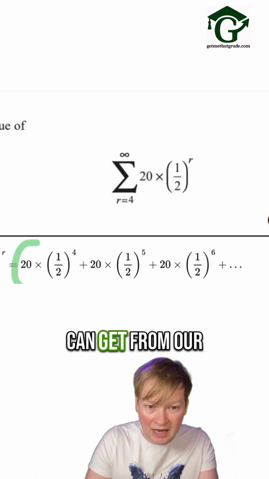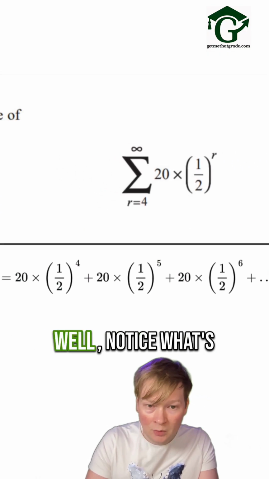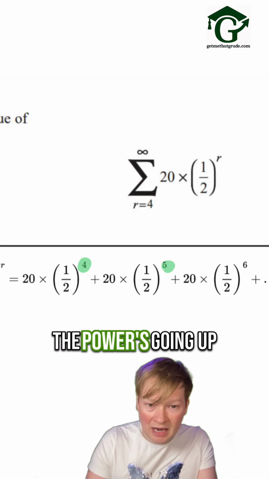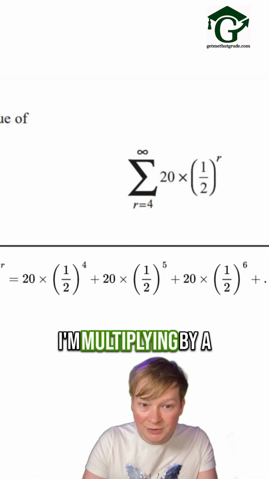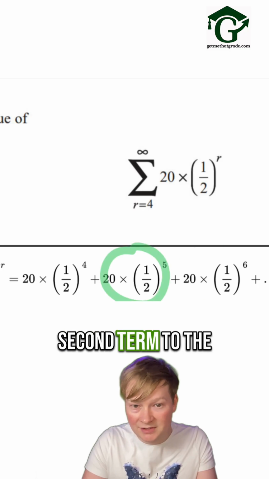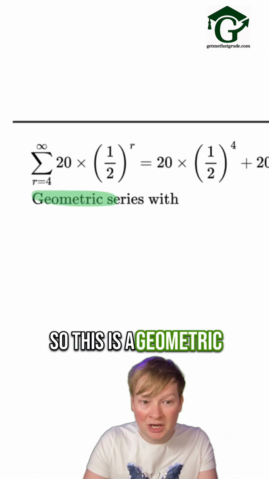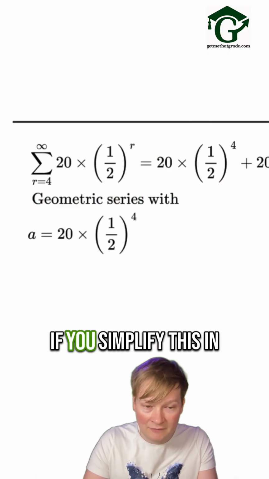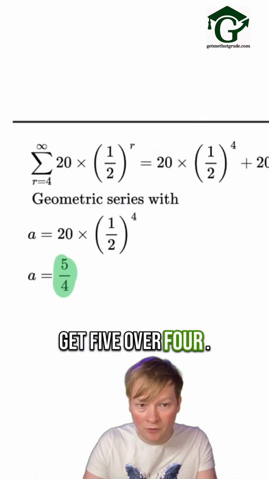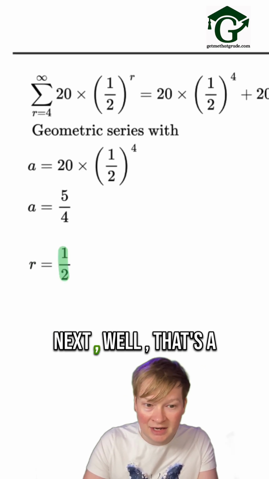Can you see how we can get from our first term to our second term, and from our second term to our third term? Well, notice what's happening to the power here. The power's going up by 1. So that means to go from the first term to the second term, I'm multiplying by a half. And to go from the second term to the third term, again, I'm multiplying by a half. So this is a geometric series, with this being our first term, we call that a. If you simplify this in your calculator, you get 5 over 4. And the common ratio r, what we're multiplying each term by to get the next, is a half.